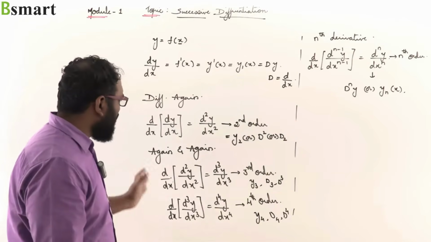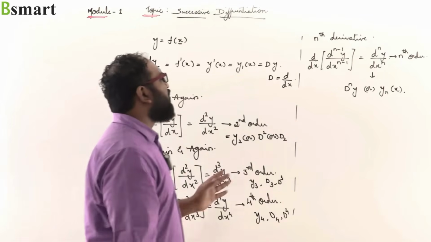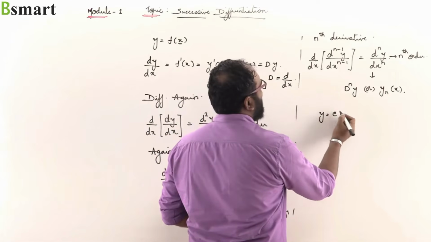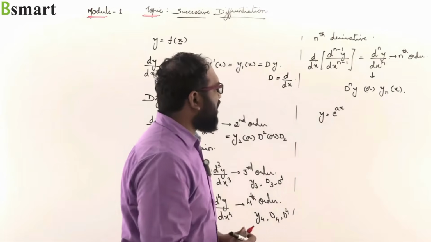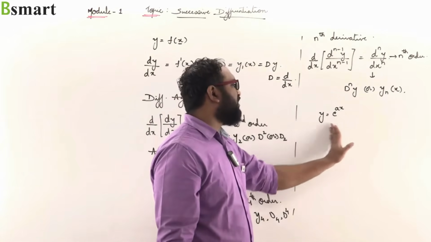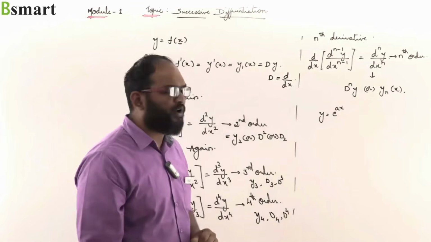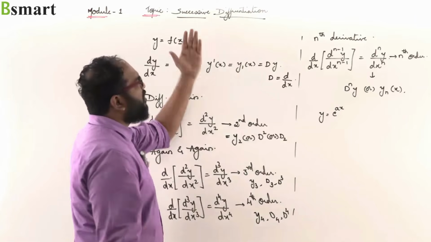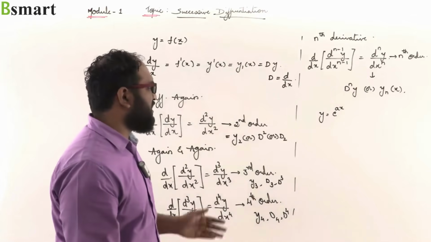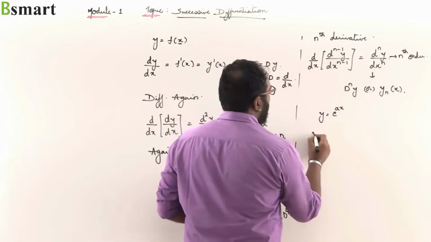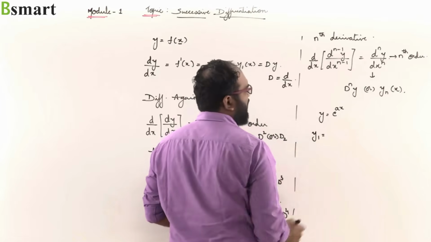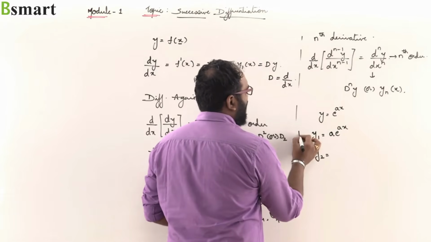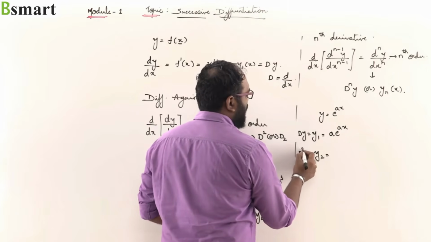Now, for a given function, let us say y is equal to e to the power ax, I am interested in finding the nth order derivative, that is the nth derivative of e to the power ax. By successive differentiation, that is, differentiating continuously one after the other, the value of y1, the derivative of e power ax, is a e power ax.